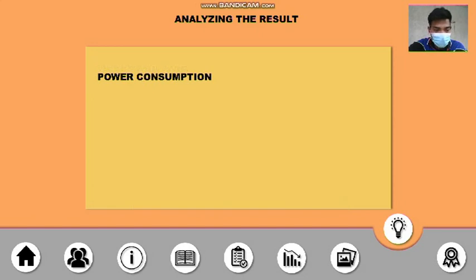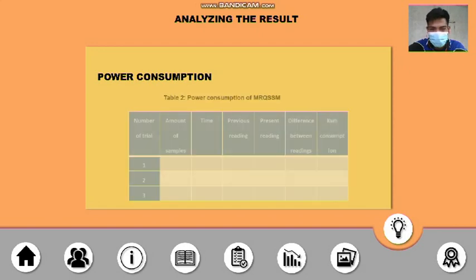Power consumption. In measuring the electric consumption of the machine, the test is composed of 3 trials. Each trial has a span of 15 minutes with an equal amount of samples. The total amount of samples per trial is 10 kg of dry quartz sand. The table presents the electric consumption of the modified rotary quartz sand sieving machine.